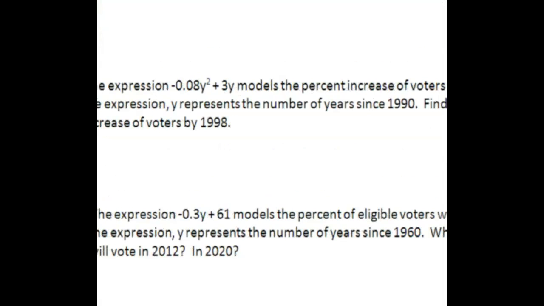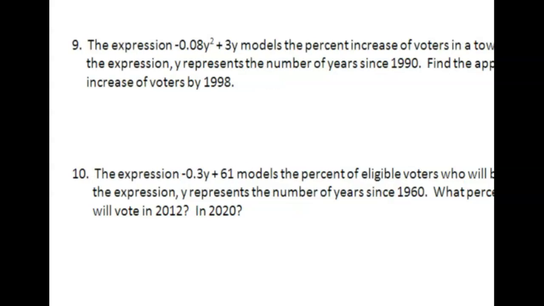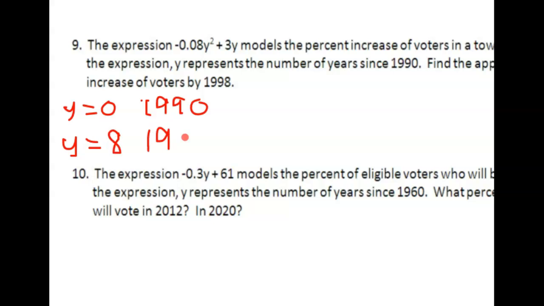All right, the expression negative 0.08y squared plus 3y models the percent of voters in a town. The expression y represents the number of years since 1990. So here's where you have to be pretty careful. They give you this starting at 0 representing 1990. Find the increase of voters by 1998. So, what that means is y equals 0 is 1990. So, y equals 8 will give me 1998. So, you're not plugging 1998 into the equation, you're plugging 8 into the equation.